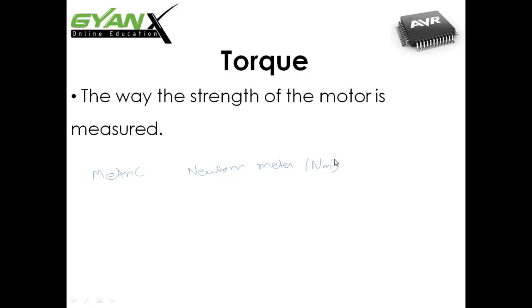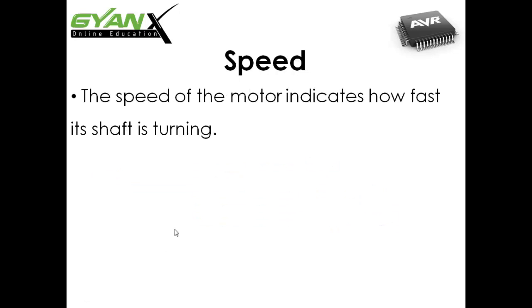Newton meter or kilogram force meter, meaning kgfm, or sometimes gram centimeter. In this way the torque is measured. Standard measurements use ounce or inches. Next we have the speed.